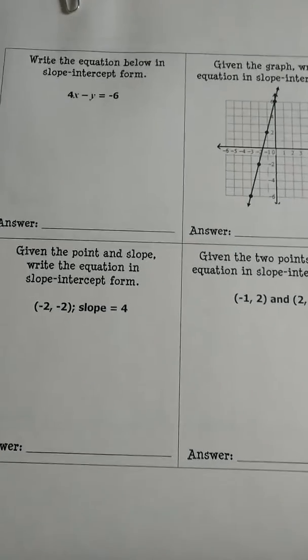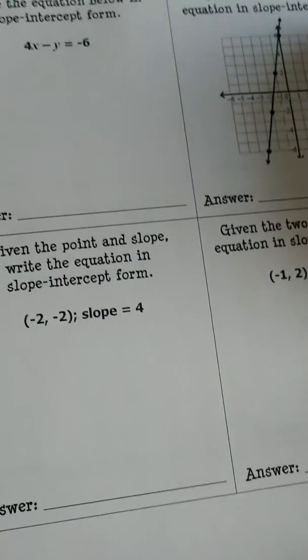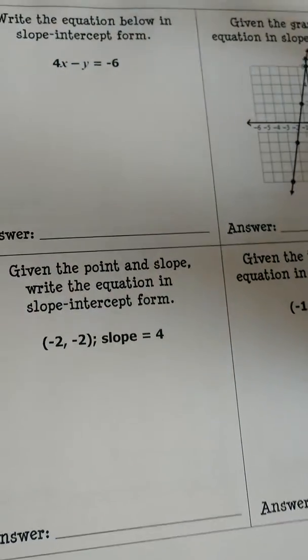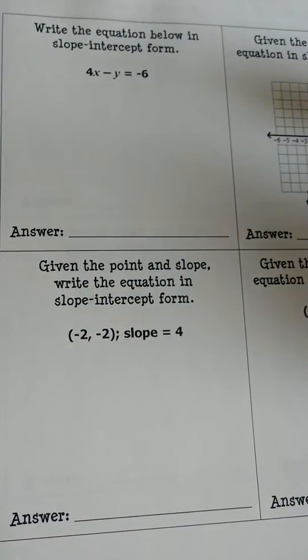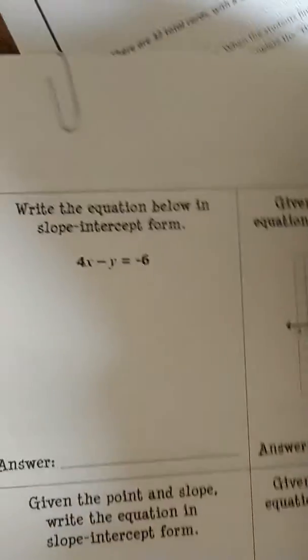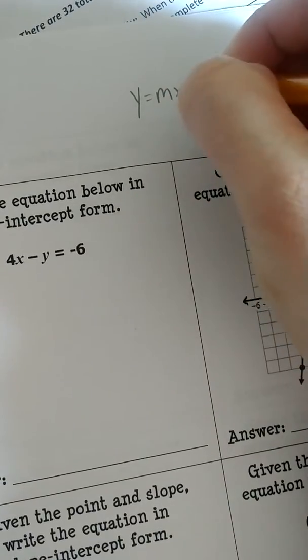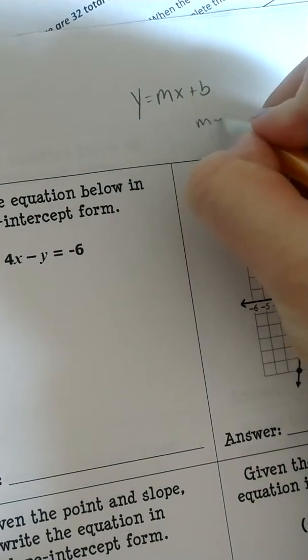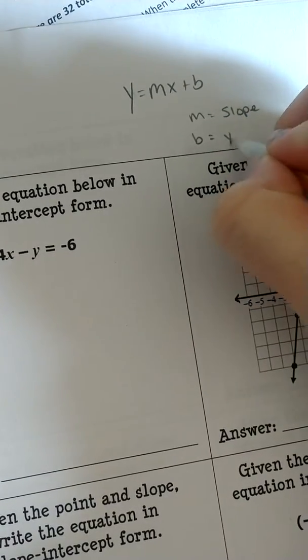Hey guys, for day 8, you're doing a line match activity, which I know if you read the directions, it wants you to go through and it's a group activity, but what I want you to do is take each and every single one of these and solve it and put it in slope-intercept form. So just to remind you, to refresh your memories, slope-intercept form is y equals mx plus b, where m is your slope and b is your y-intercept.